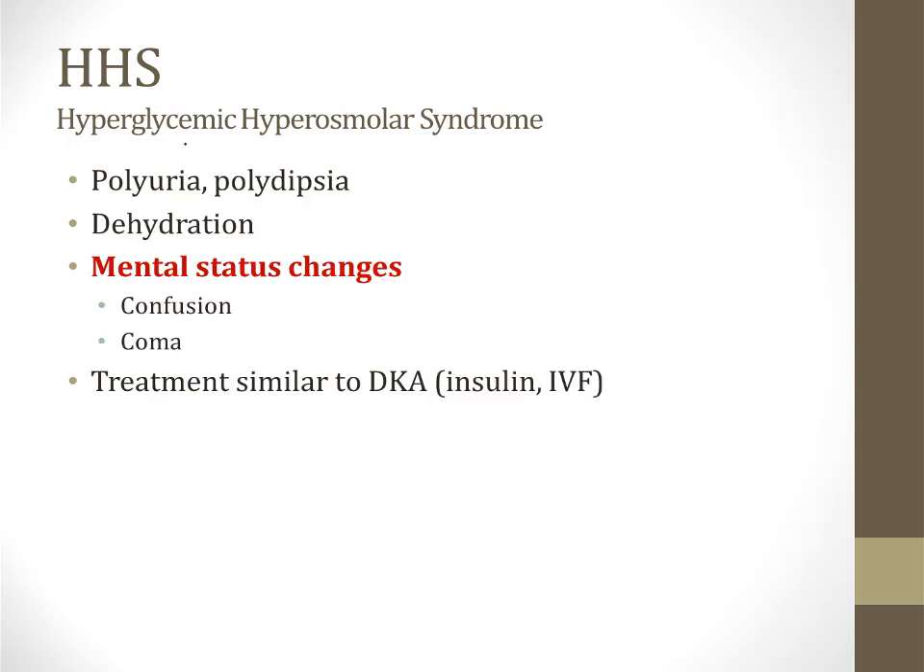The symptoms of HHS are polyuria and polydipsia from the high blood glucose levels. This leads to dehydration, and then there are characteristic mental status changes like confusion and coma, and the treatment is similar to DKA with insulin and IV fluids.